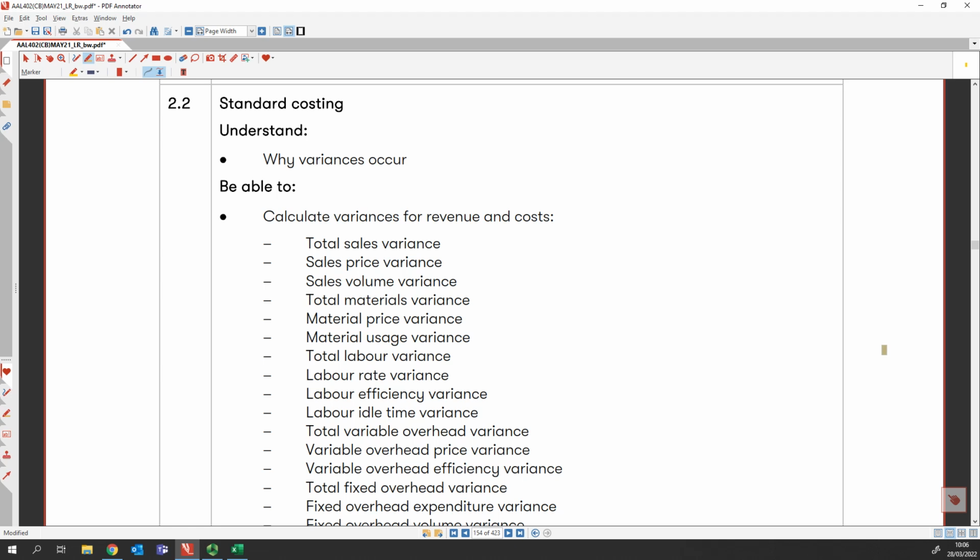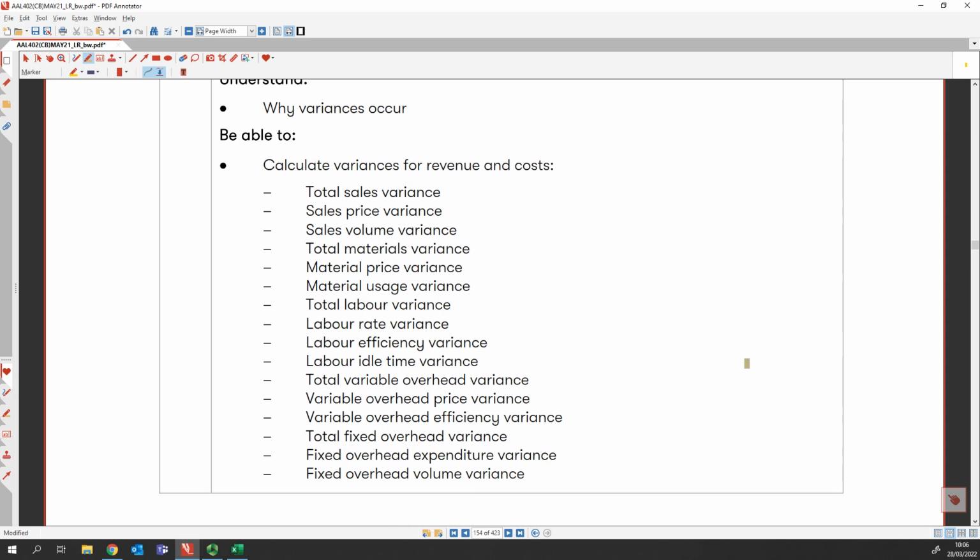Here we're going to have quite a lot of calculation to do, and here's that long list of variances that you will be expected to be able to calculate. How these variances tend to work is that for each item in your profit statement, you'll have a total variance. So you've got your total sales variance, total materials variance, total labor variance, and so on, including your total variable and fixed overhead variances.